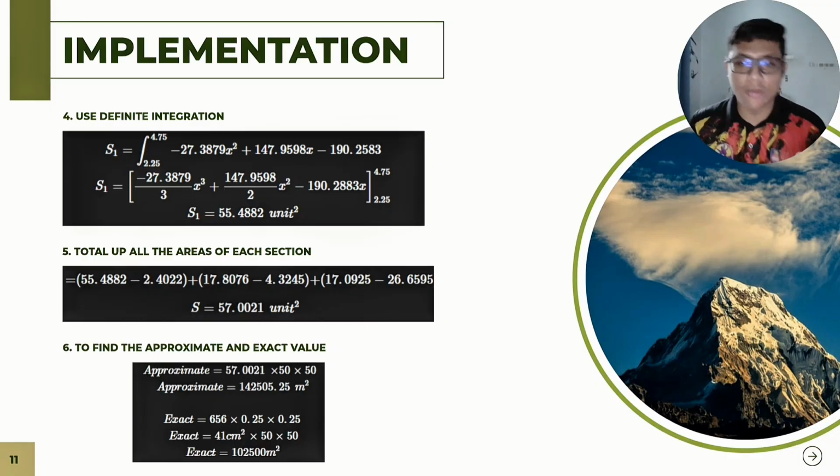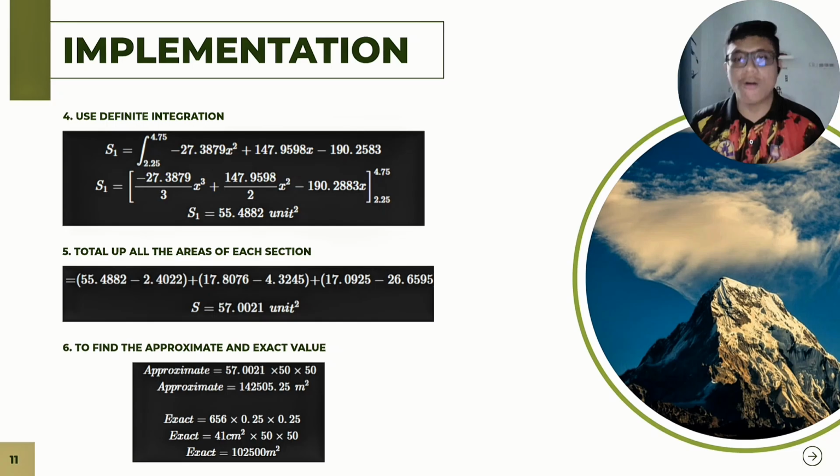For the fifth step, we total up all the area of each section. We will combine all the sections, so we will get a total area of 57.0021 unit squared. For the sixth step, we find the approximate and exact value. To find the approximate value, we need to convert it into meters, so we will apply the scalar of 50 multiplied by 50.